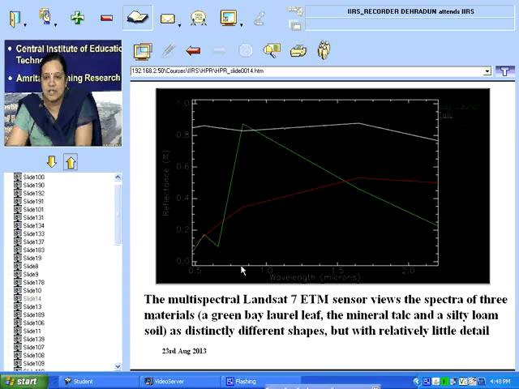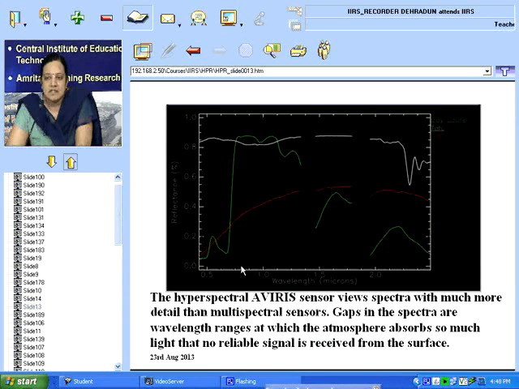The gaps are there. The same observation, when again taken with the AVIRIS dataset, gives you a complete spectral profile which exactly matches your textbook or the ground profile. So this is for vegetation. It matches exactly the spectra which you have read previously in the lectures as a vegetation spectra. This is for the soil, and this is for the mineral talc. This has a sampling interval of 10 nanometers.